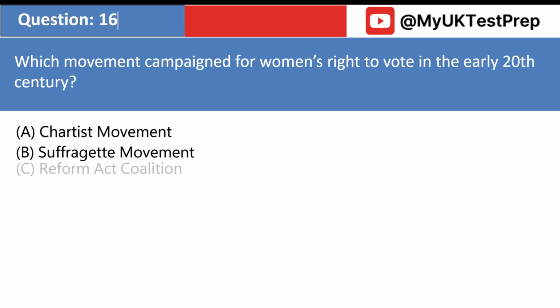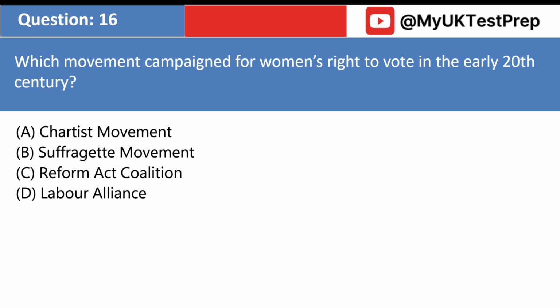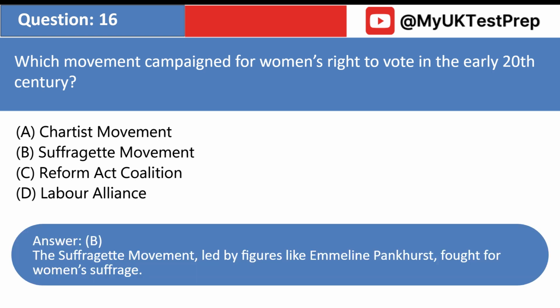Which movement campaigned for women's right to vote in the early 20th century? A. Chartist movement. B. Suffragette movement. C. Reform Act Coalition. D. Labour Alliance. Answer: B. The suffragette movement, led by figures like Emmeline Pankhurst, fought for women's suffrage.